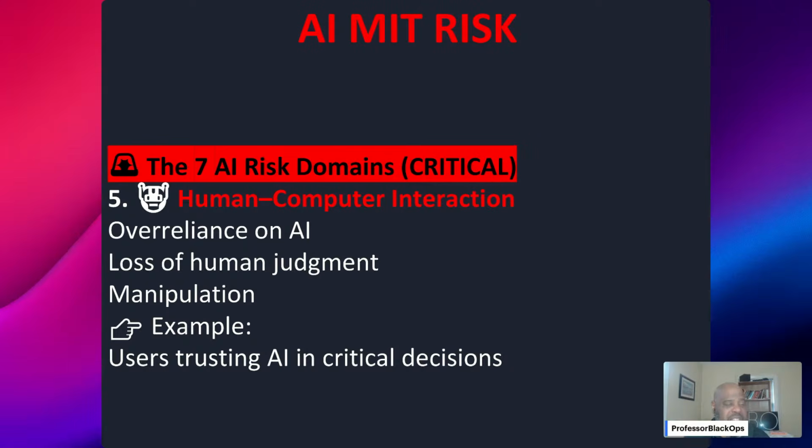Five, human-computer interaction: over-reliance on AI, loss of human judgment, manipulation, users trusting AI in critical decisions. So once again, when critical decisions are involved, do you want AI doing it? Do you want humans doing it? Do you want AI to take the first pass at it and the human making the big determination at the end? That's what you have to figure out as a person or a company.